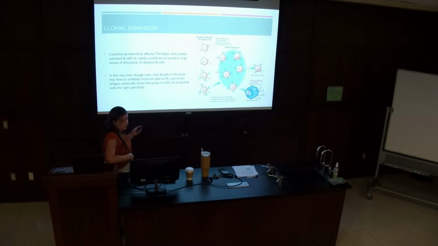And so basically when these T helper cells help to activate B cells, the B cells that are activated can rapidly proliferate and produce a large amount of clones of thousands of identical B cells. And so in this way, even though only a few B cells in the body may have an antibody molecule that's able to fit that particular antigen, eventually you have so many clones and expansions that make thousands of cells produced with that right specificity to the antigen. So that's how we make memory B cells. It's called clonal expansion.